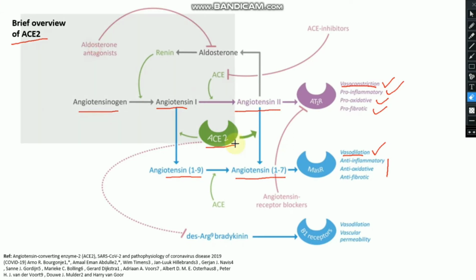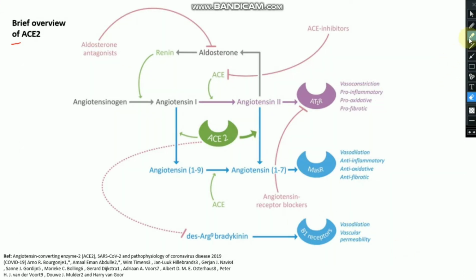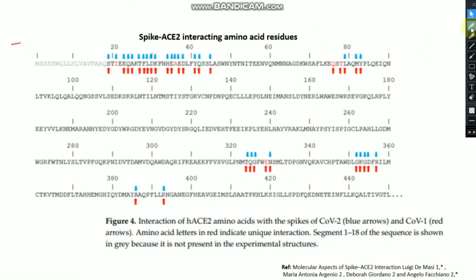Now I'm going to move into the main part, the spike and ACE2 molecular interaction level. How does it interact? Here are the Spike-ACE2 interacting amino acid residues, and these residues are important. These are the main amino acids that interact between the spike and ACE2. Basically these amino acid residues are shown for the ACE2 linear structure.